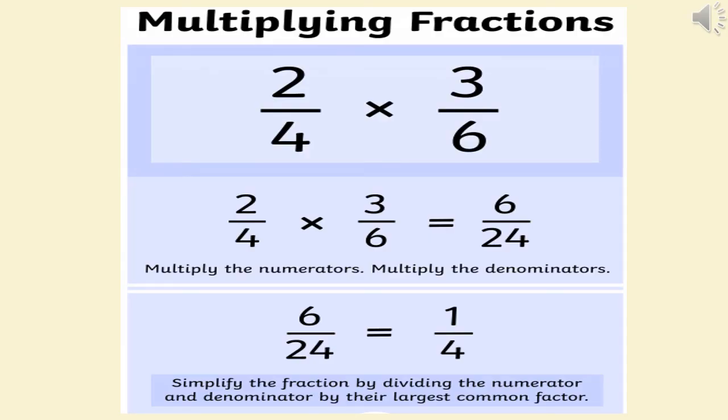Now if you're still unsure, here's a quick recap of how to multiply fractions. Firstly, we multiply the numerators, the top two numbers. Then we multiply the denominators, the bottom two numbers. And then we will get the new fraction, the answer. We may need to simplify that fraction by dividing the numerator and denominator by their largest common factor. Now you've got this extra bit of help, pause the video and give these two questions a go.